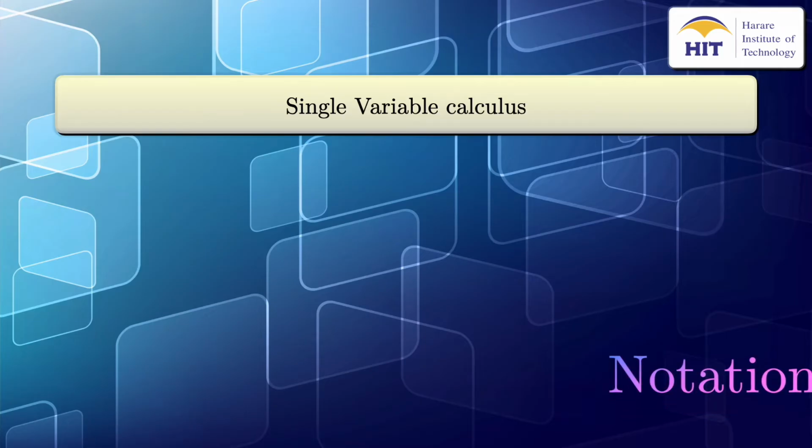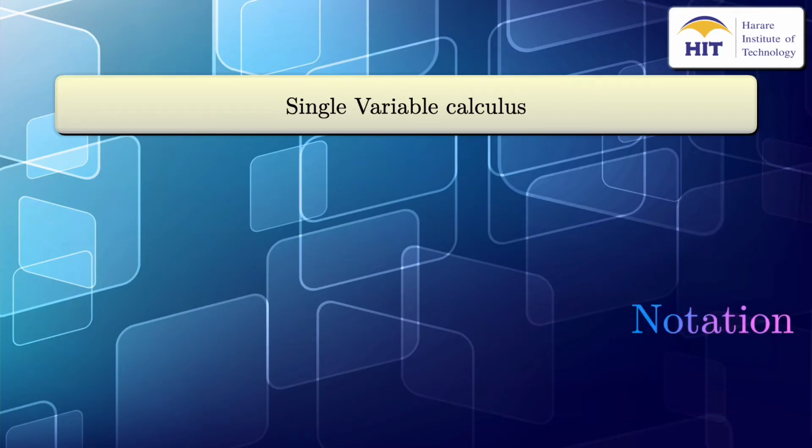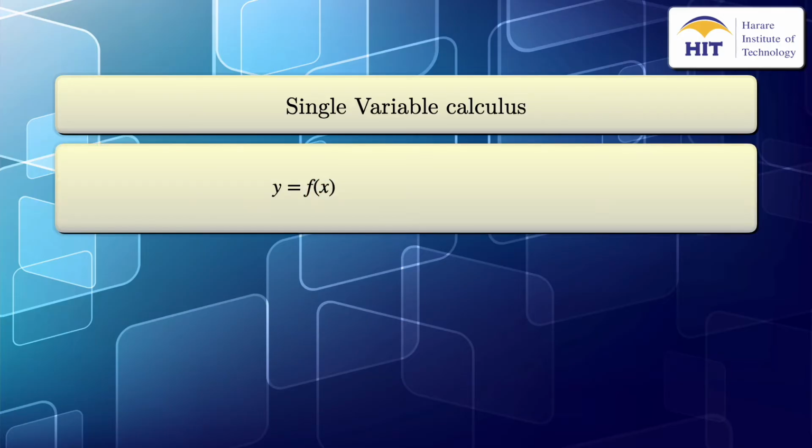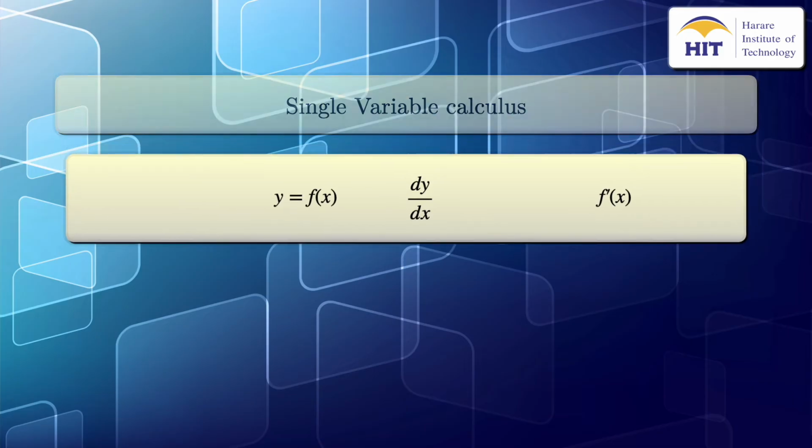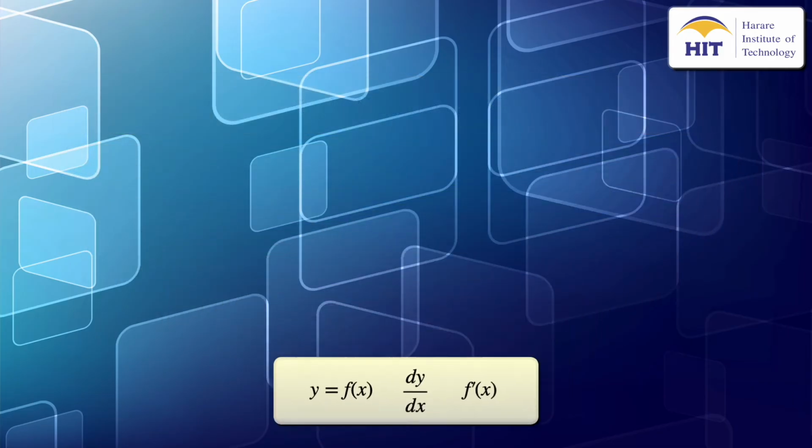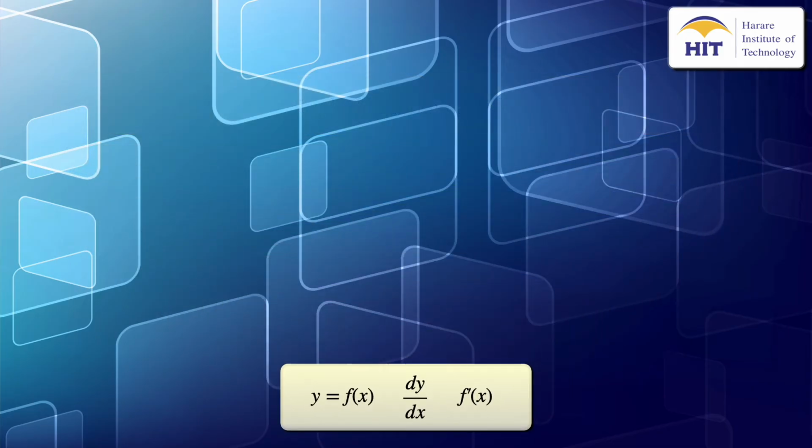So now let's go on and look at the notation that we'll be using. For our functions, we can write y is equal to f of x. And for the derivative of y, we write it as dy/dx, or in short, we write it as f prime of x. So that's the notation that we would use. If we are given a function, then the derivative we denote by dy/dx or f prime of x.